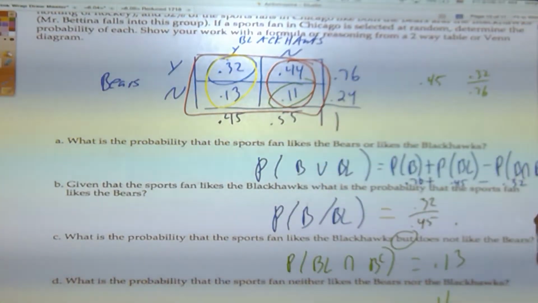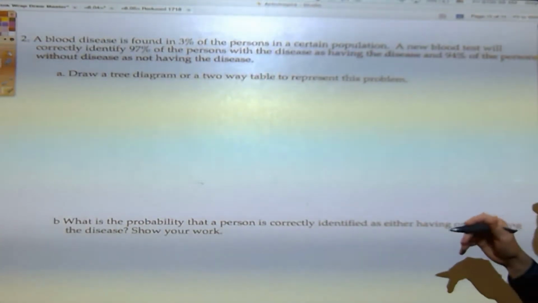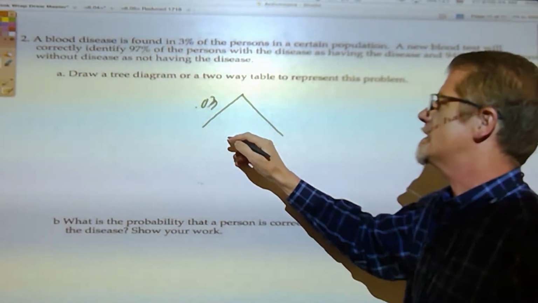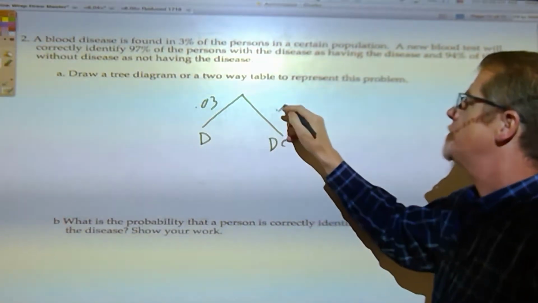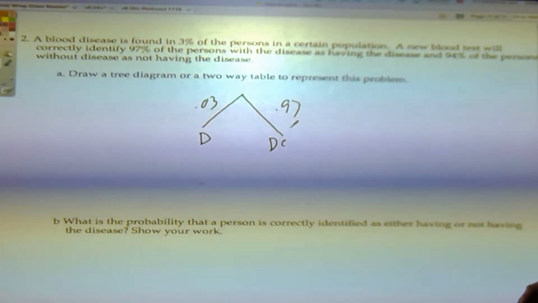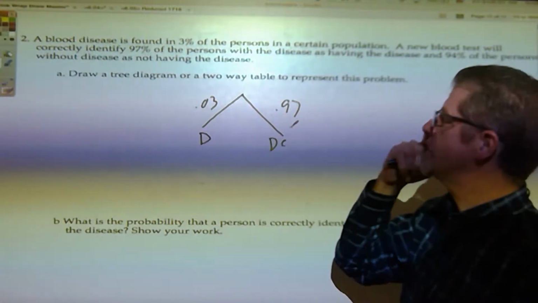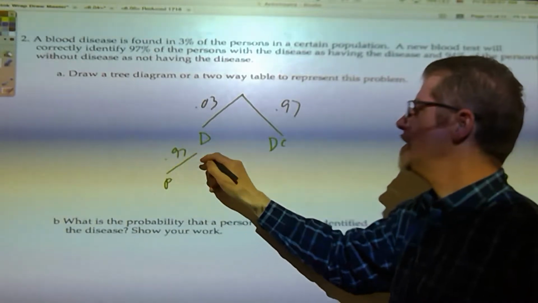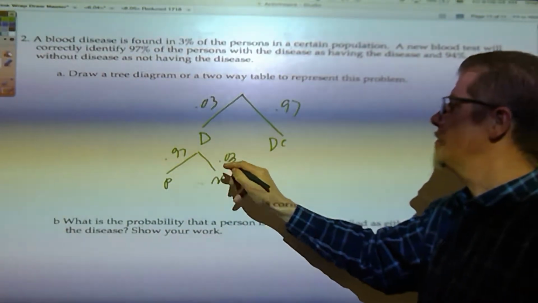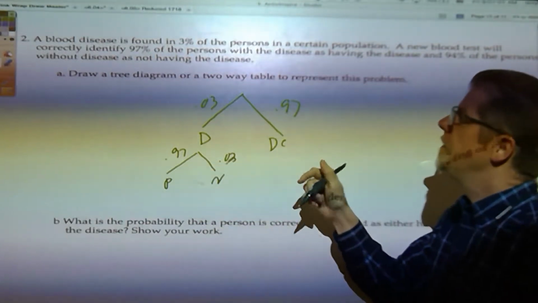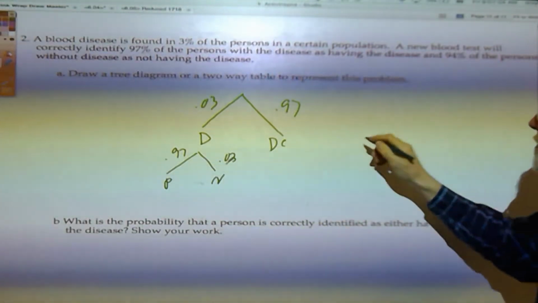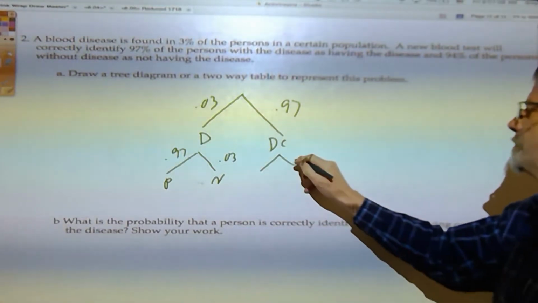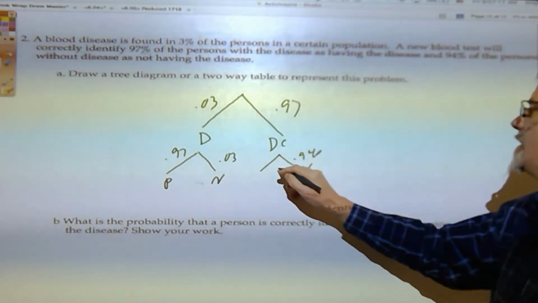Now, the next page. Here we have the blood disease, found in 3% of the population, so you set up a tree diagram. We did one like this in class yesterday. 3% have the disease, which implies that 97% do not have the disease. A new blood test will correctly identify 97% of the persons with the disease as having the test. So basically, we get a positive test result, 0.97, negative test result, 0.03. That's a conditional probability. And 94% of the persons without the disease, that's disease complement, will get a correct negative. So 0.94 is right here, 0.06.